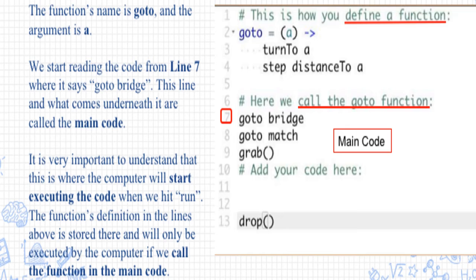We start reading the code from line 7 where it says go to bridge. This line and what comes underneath it are called the main code. It is very important to understand that this is where the computer will start executing the code when we hit run. The function's definition in the lines above is stored there and will only be executed by the computer if we call the function in the main code. This might seem confusing at first, but the most important thing is to read this code slowly.